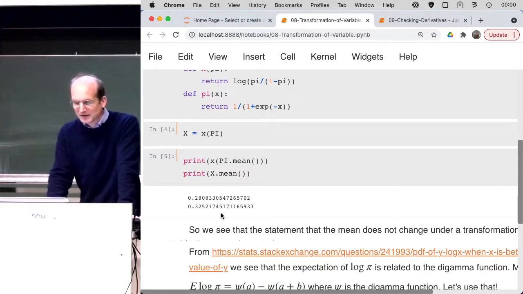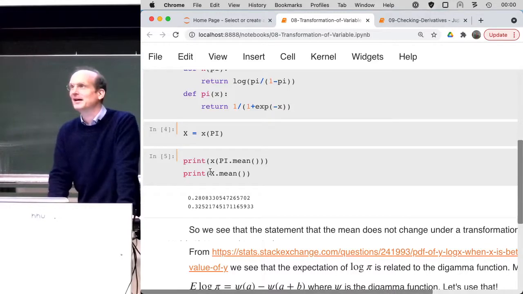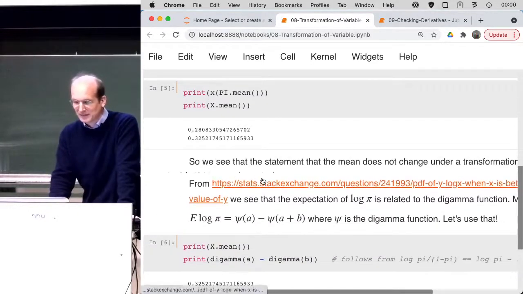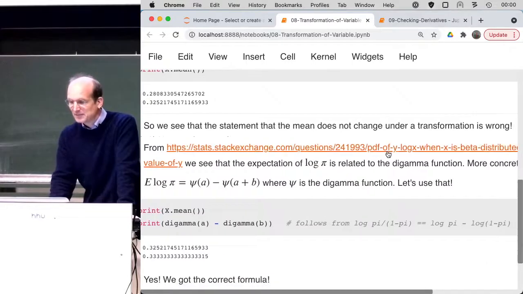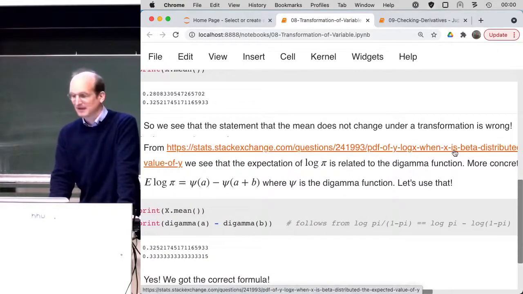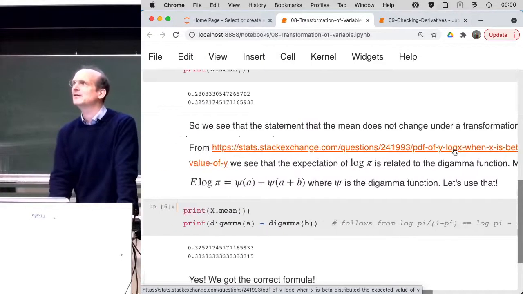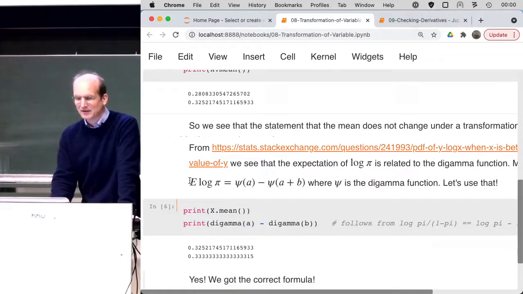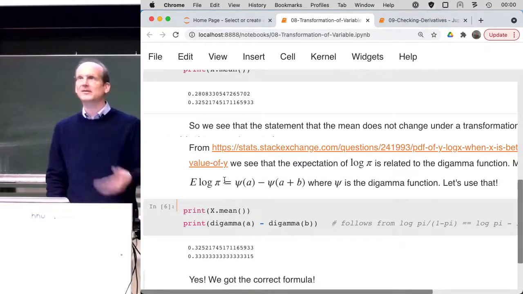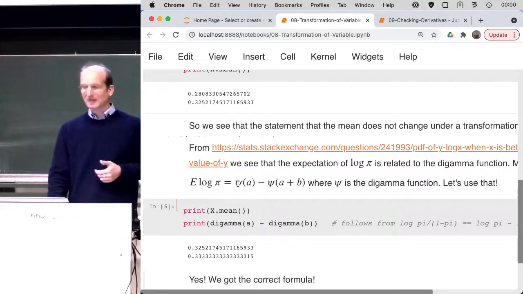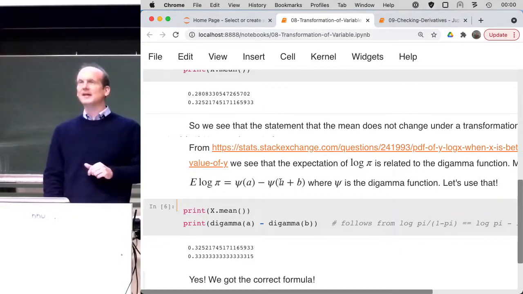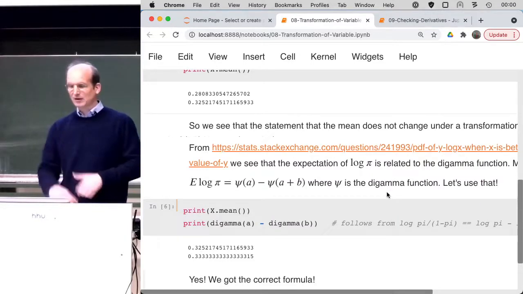However, of course, I was curious to calculate this mean after the transformation. And actually it is possible. It's always possible when you find the right answer somewhere online. On the statistics Stack Exchange page, they were explaining how to calculate the PDF of a logarithm, and if x is beta distributed, exactly what we need. We can combine it then with having a quotient. And it turns out that the expectation of logarithm of pi, where pi is now a beta distributed random variable, is psi of a minus psi of a plus b, where psi is the so-called digamma function.